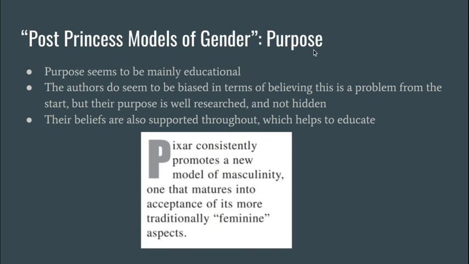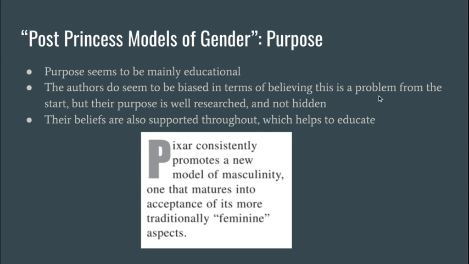Another thing I'm going to look at when I read any article and am evaluating it is purpose. So what is the author's purpose? Why are they writing this article? The purpose here seems to be mainly educational. They want to educate people about what is going on in the movies, right? So what's happening with characters? How are characters changing with the times? And how does that affect the impact of seeing those characters, as children and as we grow up, and those kinds of things.